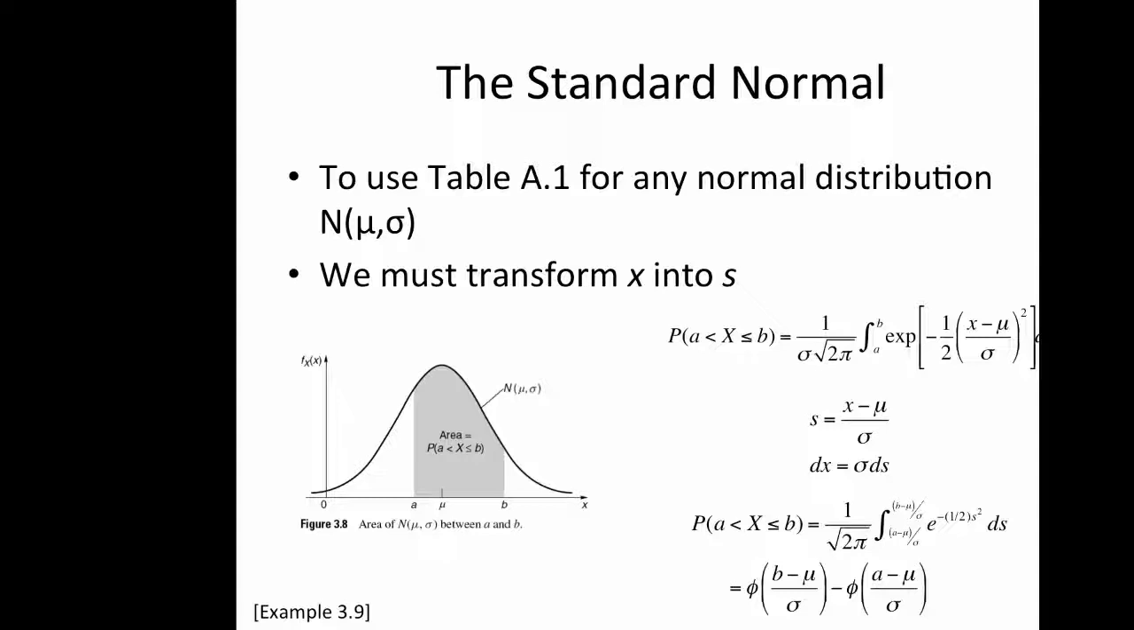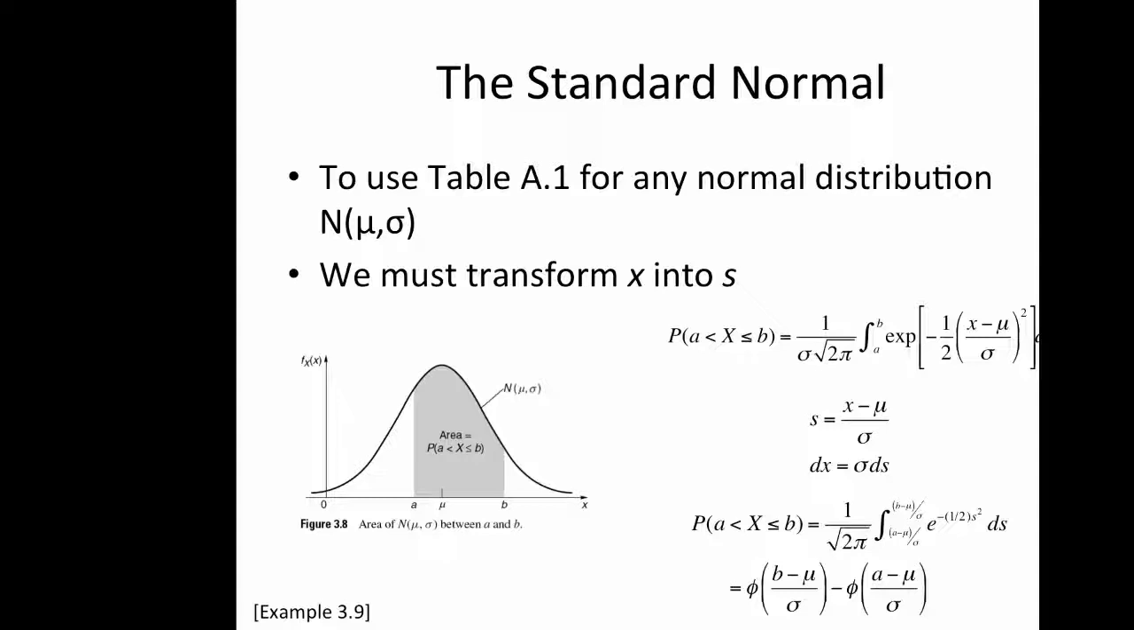That's great. That table is great for a normal distribution, a standard normal distribution where our mean is 0 and standard deviation is 1. But what if we have some normal distribution where the standard deviation isn't equal to 1 and our mean isn't equal to 0? What do we do then? How can we still use the table that's in the back of the textbook? The way that we do that is we have to transform x into s.